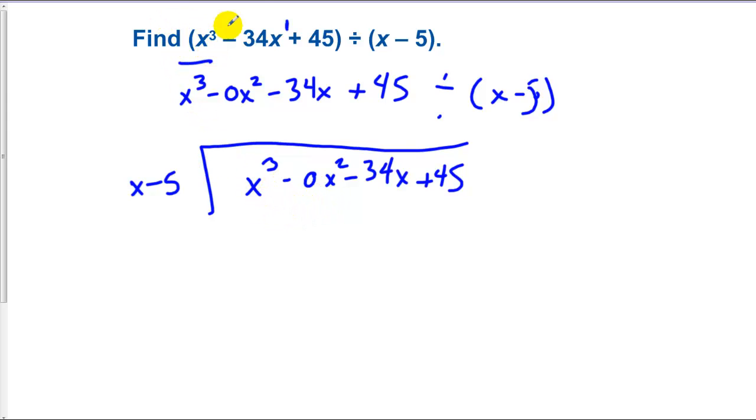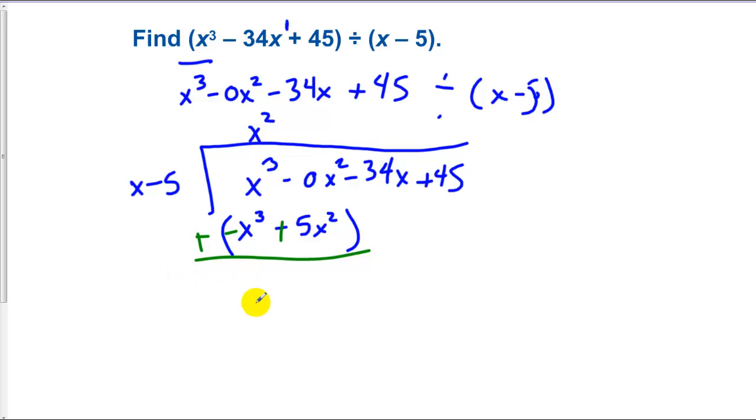Very important step. So I say what multiplied by x is x cubed, that's x squared. Distribute, get x cubed minus 5x squared. Notice the importance of the placeholder because now we're going to need to take and subtract. Again, distribute the negative through and add. X cubes fall off. I have 5x squared minus 34x plus 45.